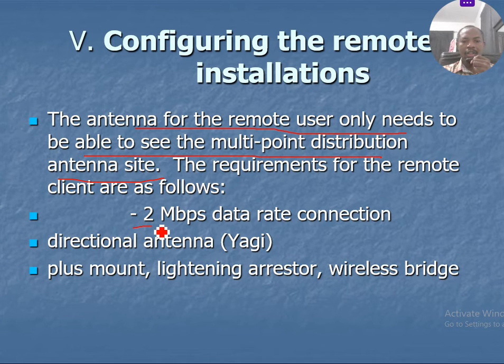You just need a 2 megabit data rate connection, and then a directional antenna, a Yagi one. You don't need the omnidirectional one, because you just need something that can establish a line of sight with the multi-point distribution antenna that is mounted on the mountain top or the hilltop. Then you need a mount, something to mount the antenna, then the lightning arrestor, something that can arrest any lightning strike, so it will not destroy your telecommunication equipment. Then a wireless bridge is also one of the things you need.